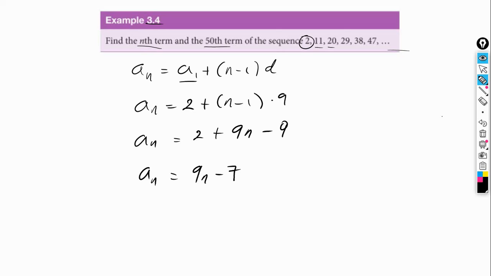So in order to find the 50th term, all we need to do is simply plug in 50. This means that the 50th term is equal to 9 times 50 minus 7, and this is going to equal 443.